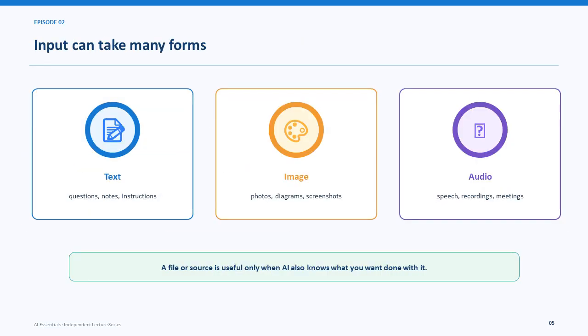Input is not limited to typed sentences. Text may include questions, notes, and instructions. Images may include photographs, diagrams, and screenshots. Audio may include speech, recordings, or meetings. A file becomes useful input only when the system can access it and the user explains what should be done with it. Simply attaching material without a purpose leaves too much room for guessing.